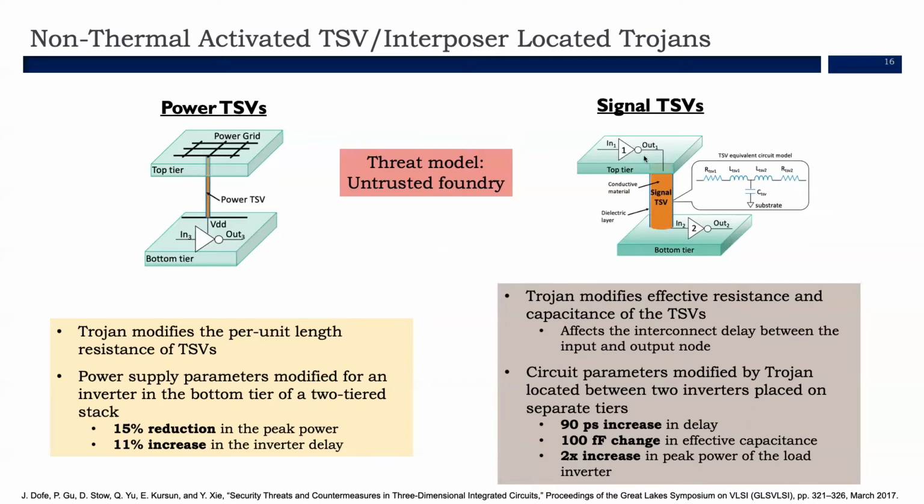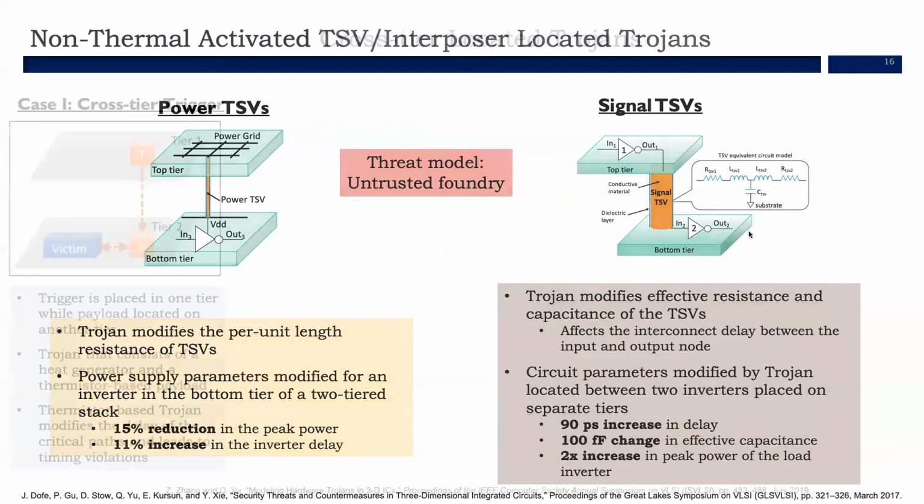Now, for example, here when the two inverters are connected to a Trojan TSV, that means the composition and the dimensions are altered. This results in a 90 picosecond increase in the delay between the two inverters, and a 100 femtofarad change in the effective capacitance, and further results in a 2x increase in the peak power consumption of the load inverter. And this again can be used for signal integrity issues in the later half of the signal chain.